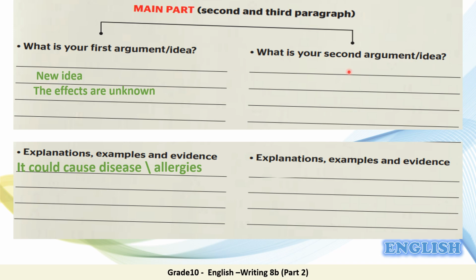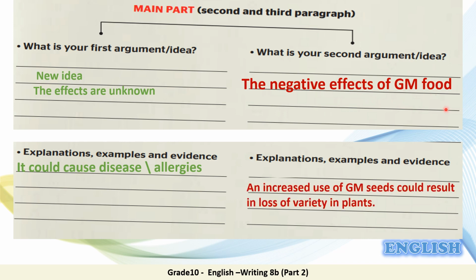As for the second argument or idea, you can say the negative effects of genetically modified food. You will discuss this thoroughly. Also, you will provide, for example, an increased use of genetically modified seeds could result in loss of variety in plants. So you will expand this, explain it further, and provide evidence.